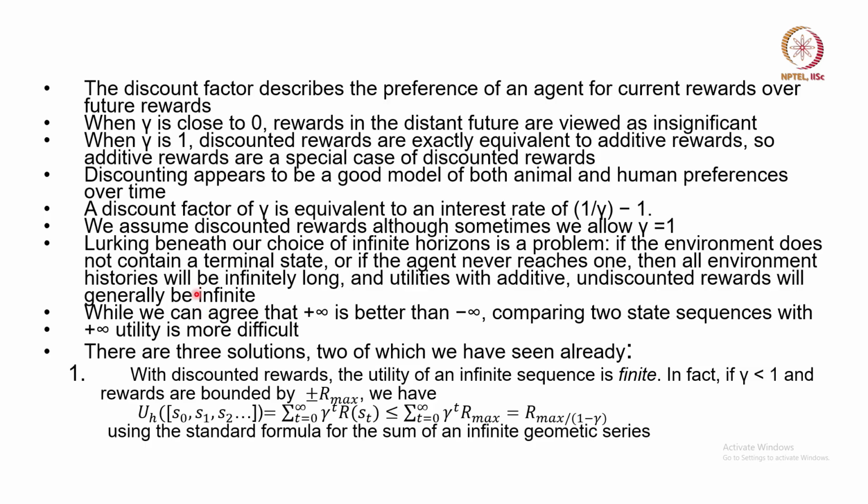So, if you want to find the utility, the utility of S0, S1, S2, etc. will be the sum of gamma^t into R of S_t, which gives you your utility in the discounted method, and this is less than the sum of gamma^t into R max, obviously.